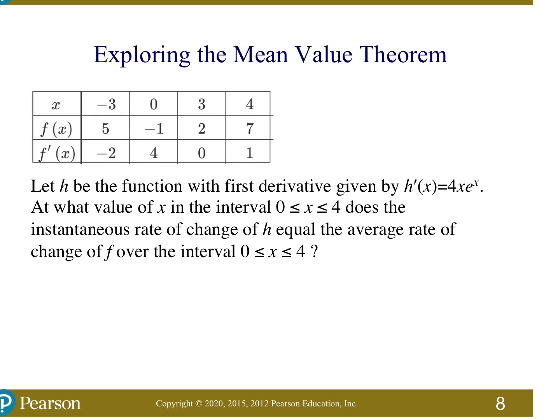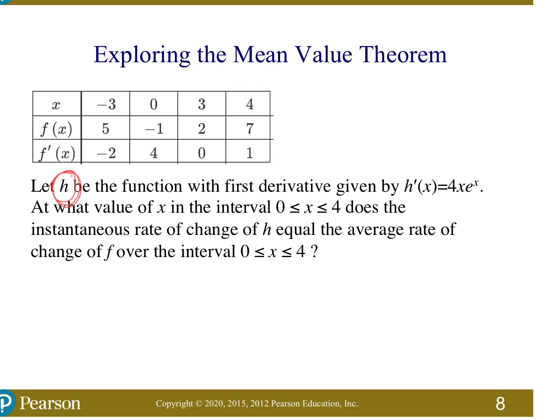All right, here's one, which last year we called mashup problems. Here's a function where the question is specifically about h, but the table is about what function? F, okay? So we have a combination here. At what value of x from 0 to 4 does the instantaneous rate of change of h equal the average rate of change of f over the interval 0 to 4?